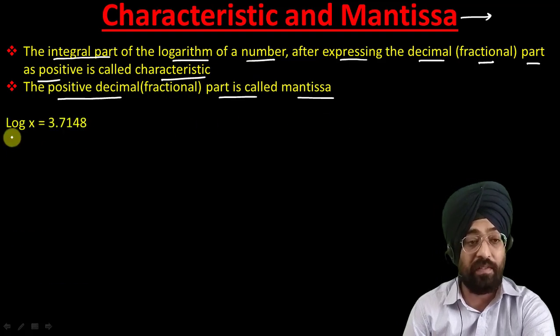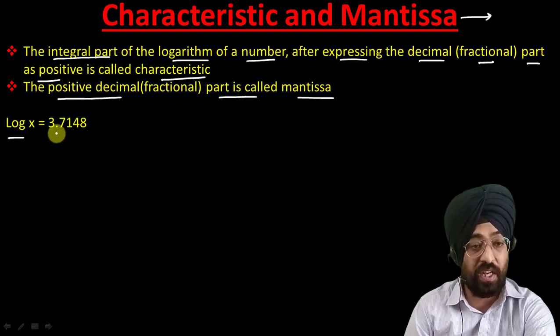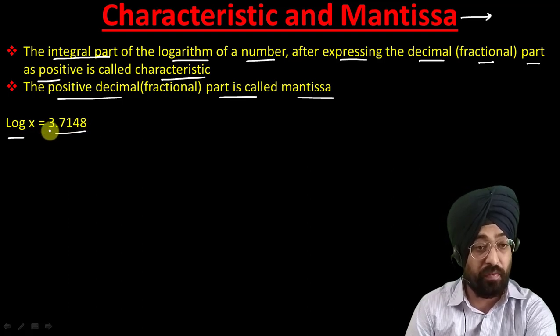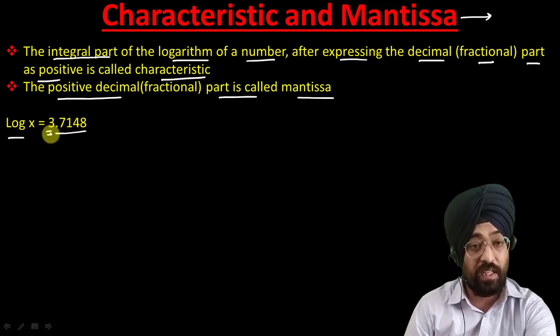Now suppose the log of any number x is 3.7148. X is a number whose log value is 3.7148. As it is positive, according to the definition of characteristic, the integral part of the logarithm of a number, we assumed it is 3.7148. So its integral part is the part before the decimal, which is 3. So its characteristic is 3.